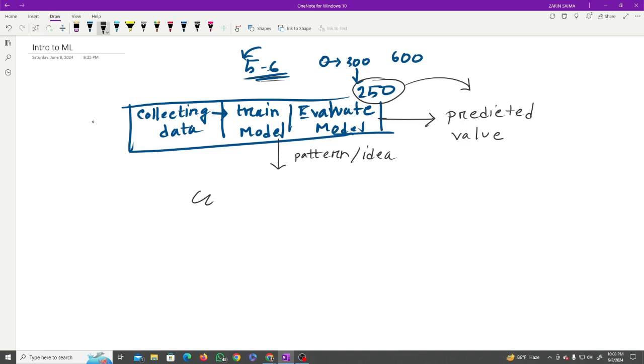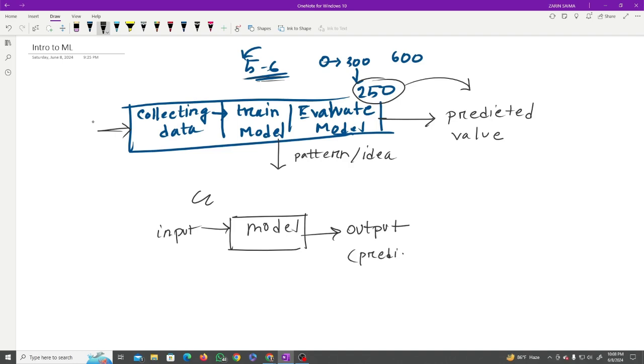Right. So in the machine learning world, we give some input to our model and we get some output. The output can be a prediction, it can be a binary answer. Mostly it is a prediction, a predicted value that the model gives us.